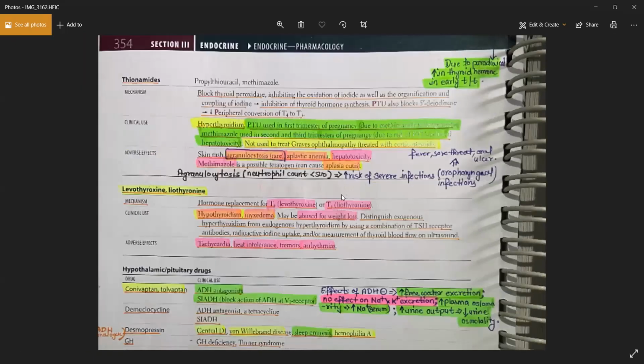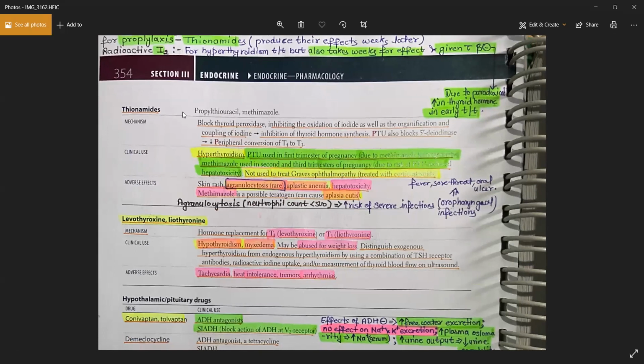Then come the drugs for hyperthyroidism and hypothyroidism. First are the thionamides: propylthiouracil and methimazole, or another drug, carbimazole. These drugs inhibit thyroxine release. They inhibit the enzyme thyroid peroxidase, and you already know that thyroid peroxidase is responsible for the organification, coupling, and oxidation steps of iodine. So these three steps will be inhibited, and you will get low release of T3 and T4. Propylthiouracil has a special ability: it can also inhibit 5-deiodinase, decreasing the conversion of T4 to T3.